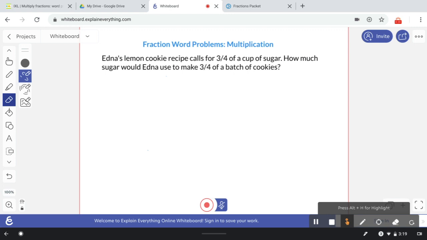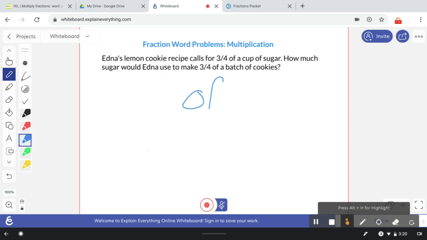It can get a little bit tricky with multiplication because we're teaching you to look for a key word. And one of the key words we're teaching you to look for is "of," because the word "of" means to multiply in many, many cases.